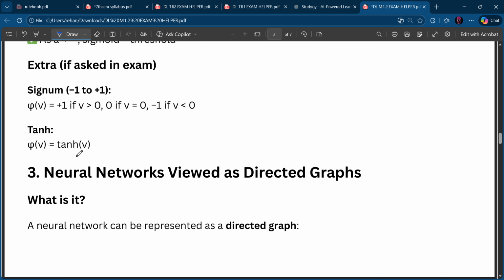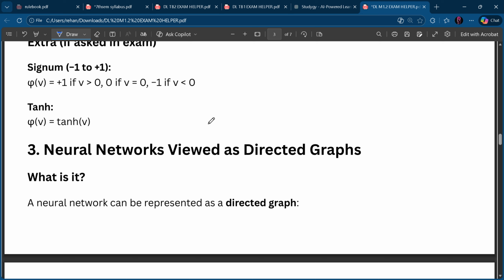Then you have tanh. It is simply tanh of v. Okay, that's it. So the neural network directly leads to the next topic, and we'll see this in the next video.